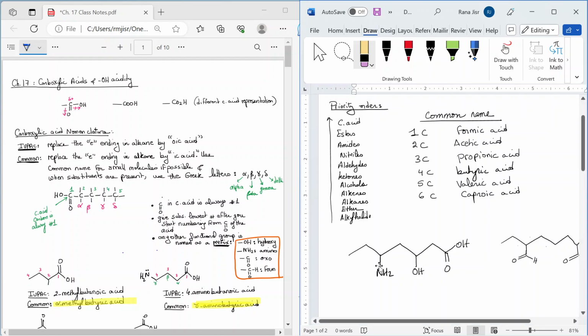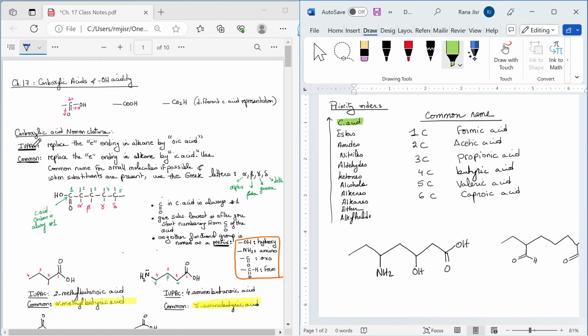Let's say, for example, you have a molecule that has multiple functional groups, and one of them is the carboxylic acid. In this case, your acid will be the highest priority. This is the priority order of different functional groups. Carboxylic acid is all the way to the top, meaning that carboxylic acid is favored over any other functional group. The ending is always going to be carboxylic acid when it is present. The rest of these functional groups we're going to cover in the coming chapters.